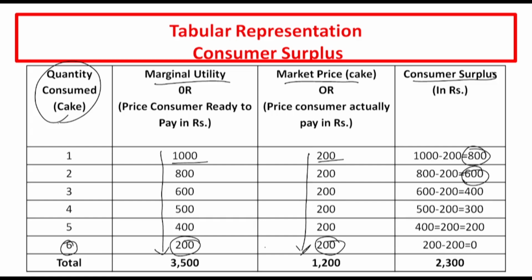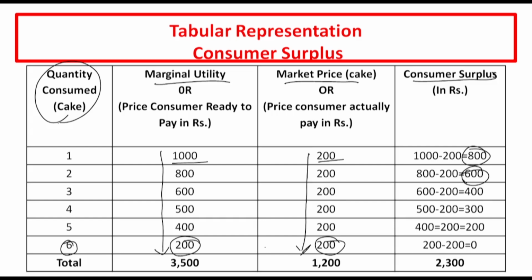So this is the alarm position that now the consumer should stop consuming, because if he is going to consume any further, then the consumer surplus will be converted into consumer deficit. He will be in loss. So this is the equilibrium for the consumer, where the consumer is getting the maximum satisfaction, or you can say it is a position of no change.